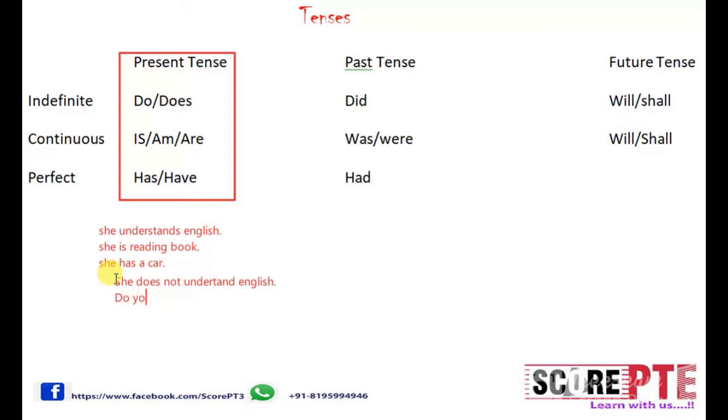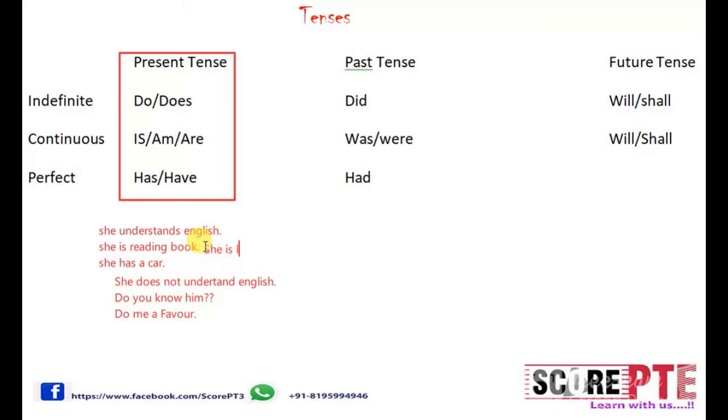"Do you know him?" "Do me a favor." All three sentences are representing do or does. It means that these sentences are indefinite and simple sentences. Okay, and in your second sentence, "She is reading books" or "She is learning language."